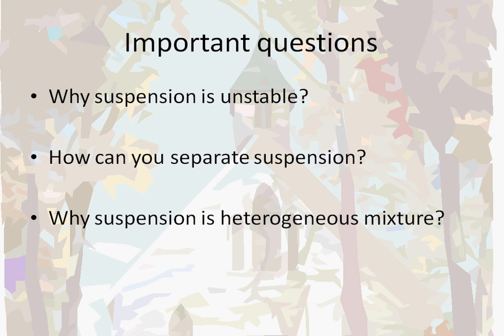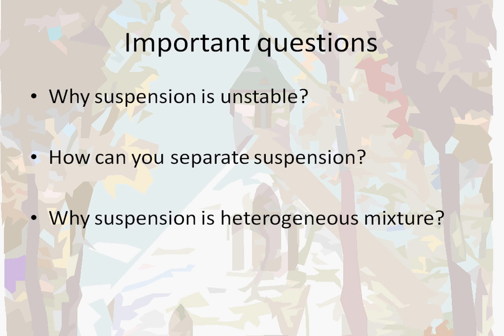And now we say that the suspension is unstable. Secondly, if we get a query that how can you separate suspension? Yes, as the particles are bigger, the particles get filtered out by the filter paper. So being bigger in size, the particles of the suspension cannot pass through a filter paper, so they are left behind on the filter paper in the form of a solid residue. Thus, a suspension can be separated into solid and liquid by the process of filtration.